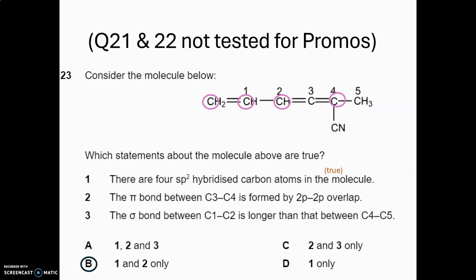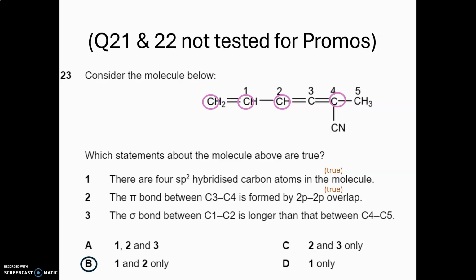Second statement, the pi bond between C3 and C4 is formed by 2p-2p overlap. Okay, this is also true. So we note that C3 and C4 is a carbon-carbon double bond. So there is one sigma bond formed by sp2-sp overlap, whereas the pi bond is formed by a side-on overlap of the unhybridized 2p orbitals present in each of the carbons.